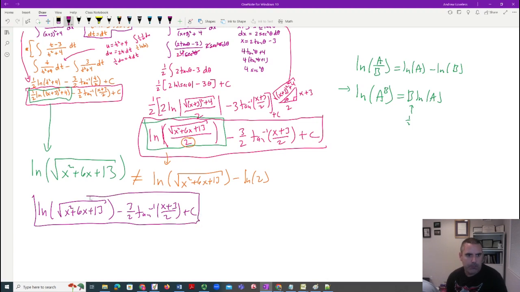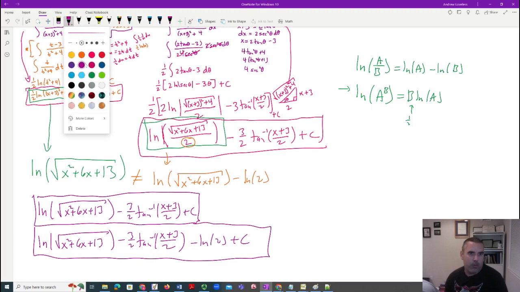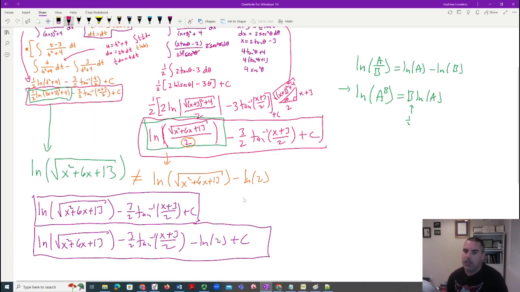There's my answer. And here's this other person's answer. The log of the square root of x squared plus 6x plus 13. And I'm just going to rearrange it a little bit. So I'm going to copy so it looks exactly the same. And there's this negative log of 2 plus c. And the truth is, the difference between our answers is a constant. But that means they both express the same general antiderivative.